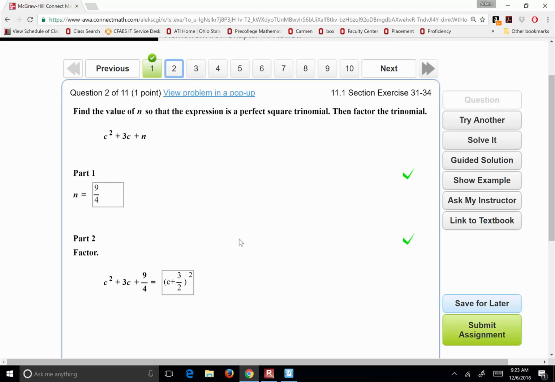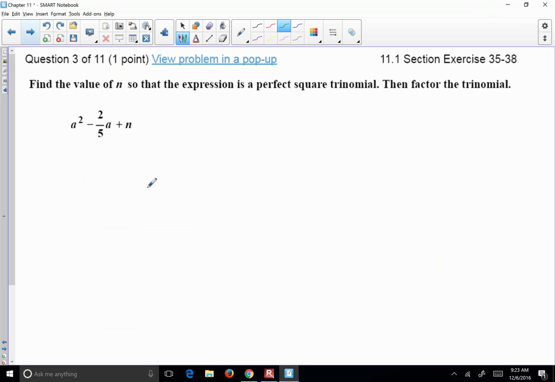Okay, number 3 is very similar. It's just uglier numbers. But do we care how ugly this number is? No. You take half of this number. So how do you take half of this? There are several ways you can do this because 2 is actually 2 over 1. As long as you cross out something from both denominators, you're fine. So it turns into minus 1 over 5.